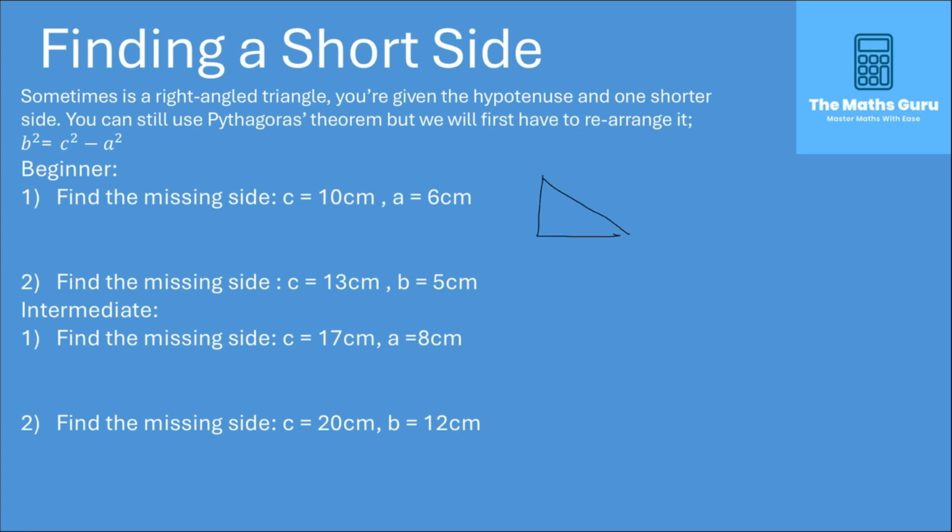Let's draw out our right angle triangle. We have our 10 centimeters as our c, our hypotenuse. We'll call this side a, and then we need to work out the missing side here. We can use the formula to say c squared minus a squared is equal to our b squared. This is our missing side here. So 10 squared minus 6 squared is equal to b squared, which is 100 minus 36, which is equal to 64. Hence, b is equal to 8.